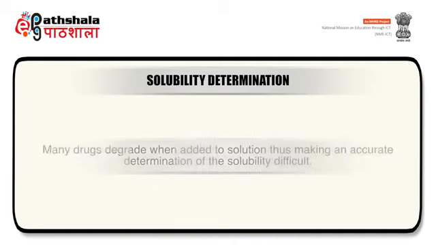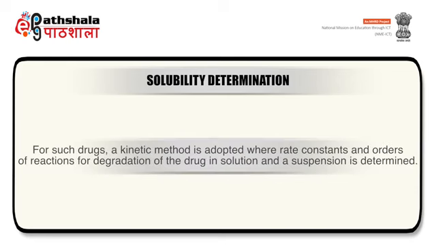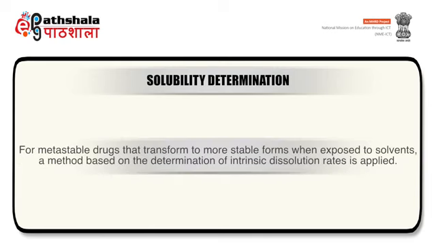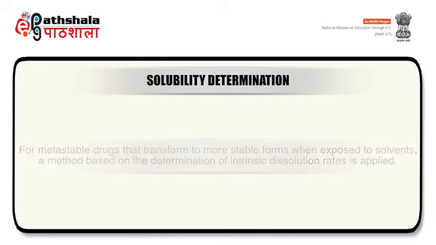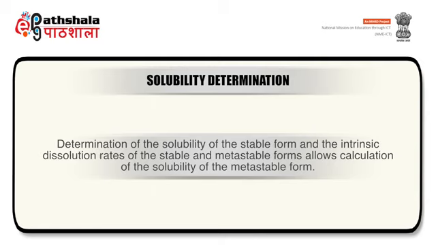volume of solvent. Drugs that degrade when added to solution make an accurate determination of the solubility difficult. For such drugs, a kinetic method is adopted where rate constants and order of reactions for degradation of the drug in solution and in suspension are determined. For metastable drugs that transform to more stable forms when exposed to solvents, a method based on the determination of intrinsic dissolution rate is applied. Determination of the solubility of the stable form and the intrinsic dissolution rate of the stable and metastable forms allows calculation of the solubility of the metastable form.